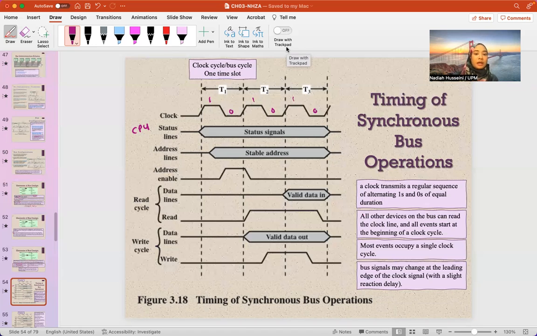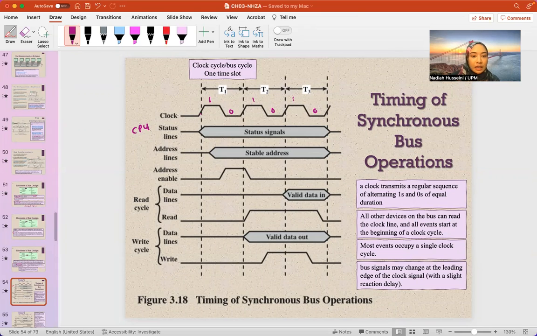It doesn't work that way. Once you have a clock, everyone can read this clock. Hey, let's start at the same time. So this is what the function of the clock is. Most events occupy a single clock cycle. Not always, but typically. And bus signals may change at the leading edge of the clock signal.